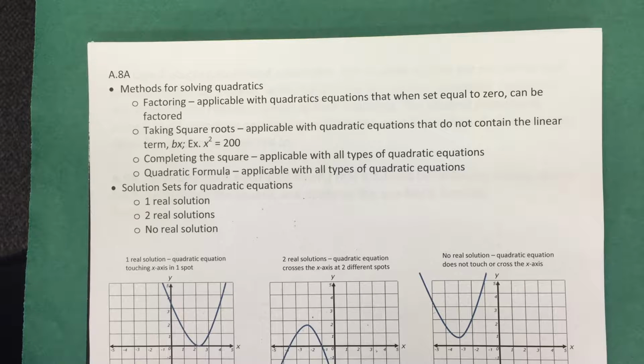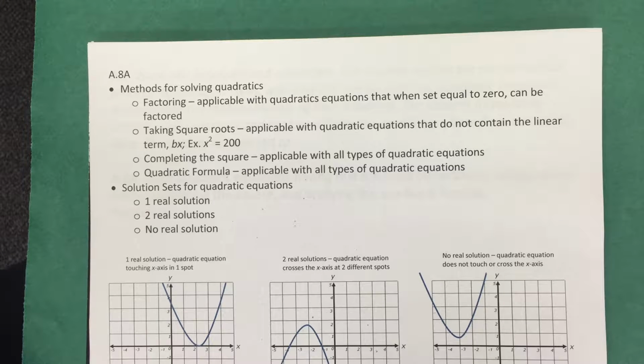For factoring, that method is applicable with quadratic equations that when set equal to 0 can be factored. The square root method is applicable with quadratic equations that do not contain the linear term bx. An example of that is x squared equals 200. For completing the square and the quadratic formula, both of those methods are applicable with all types of quadratic equations.